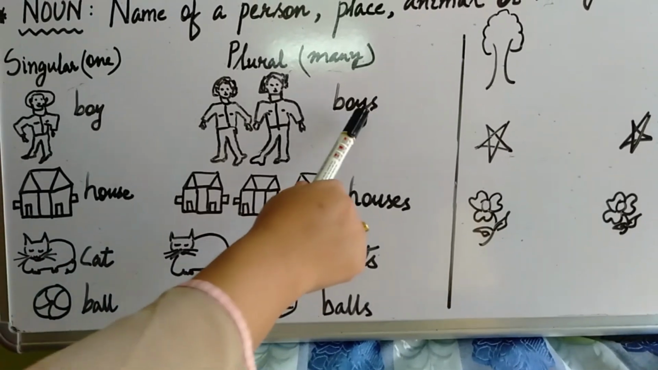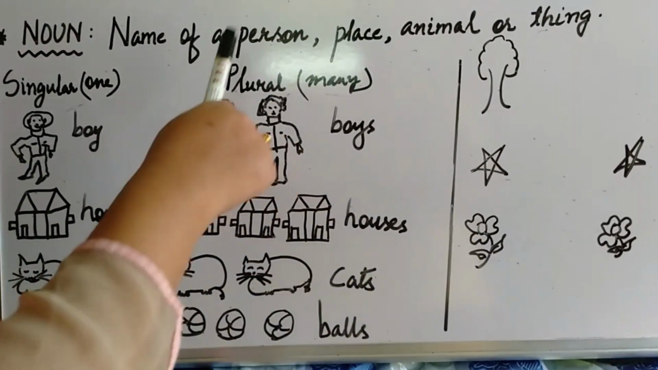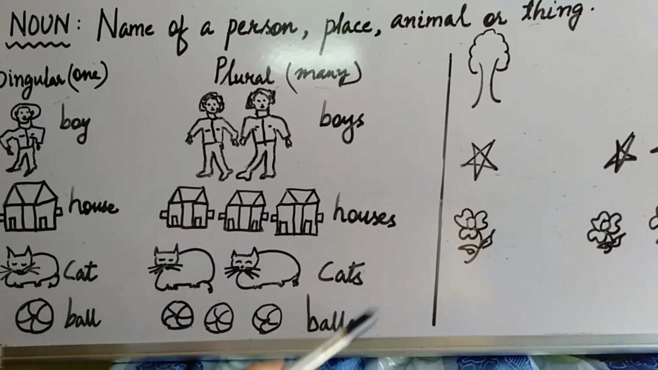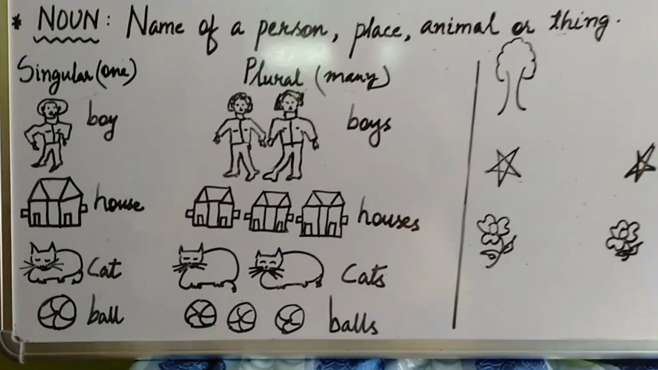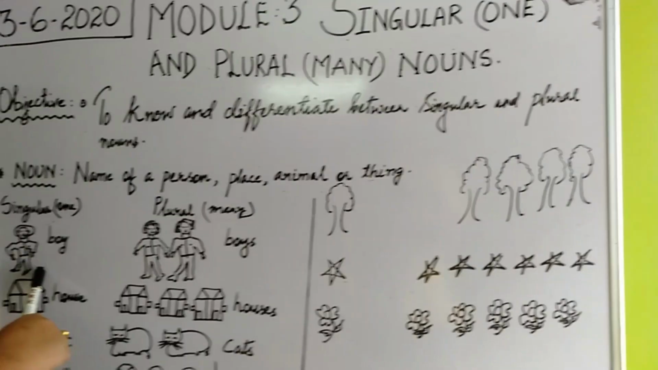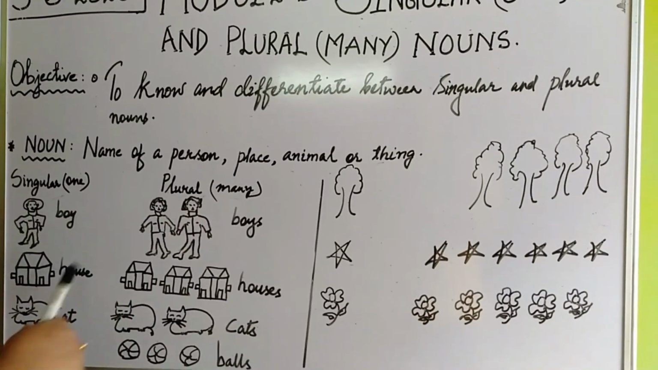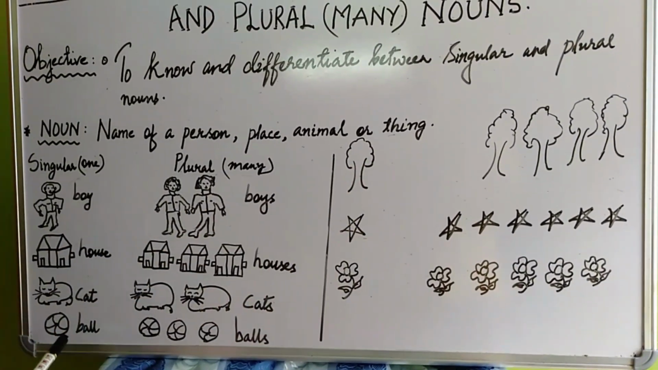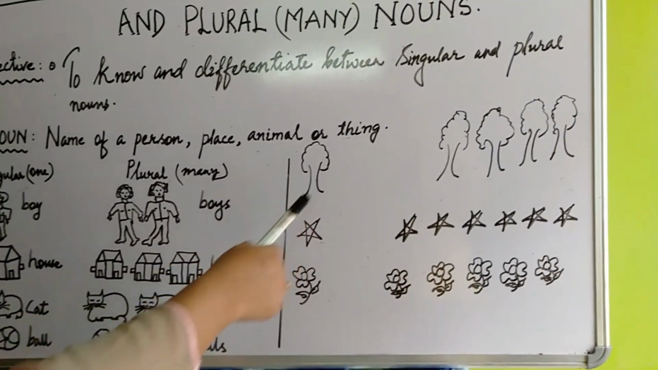So students, you can see here most of the plural nouns, that is many, end with S, right? Okay. We have seen the example of person, we have seen the example of place, we have seen the example of animal, we have also seen the example of things. Let us see some more.